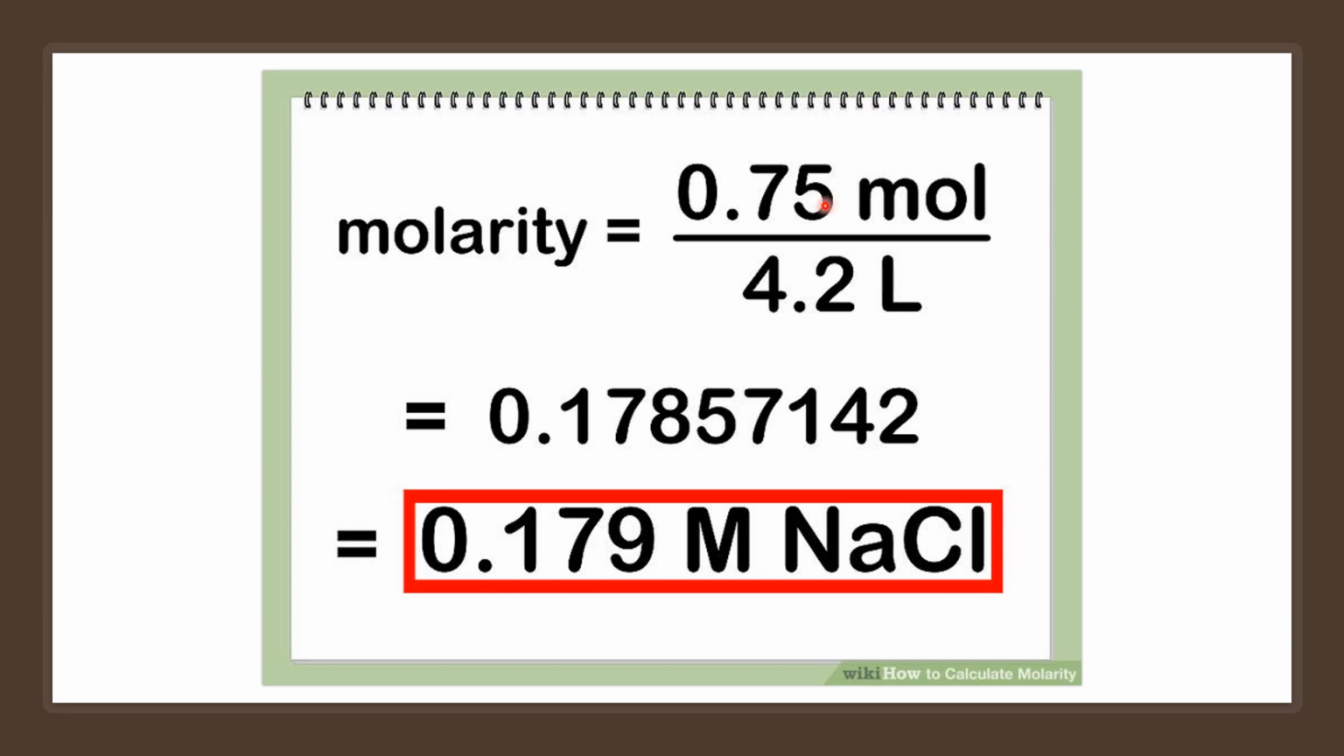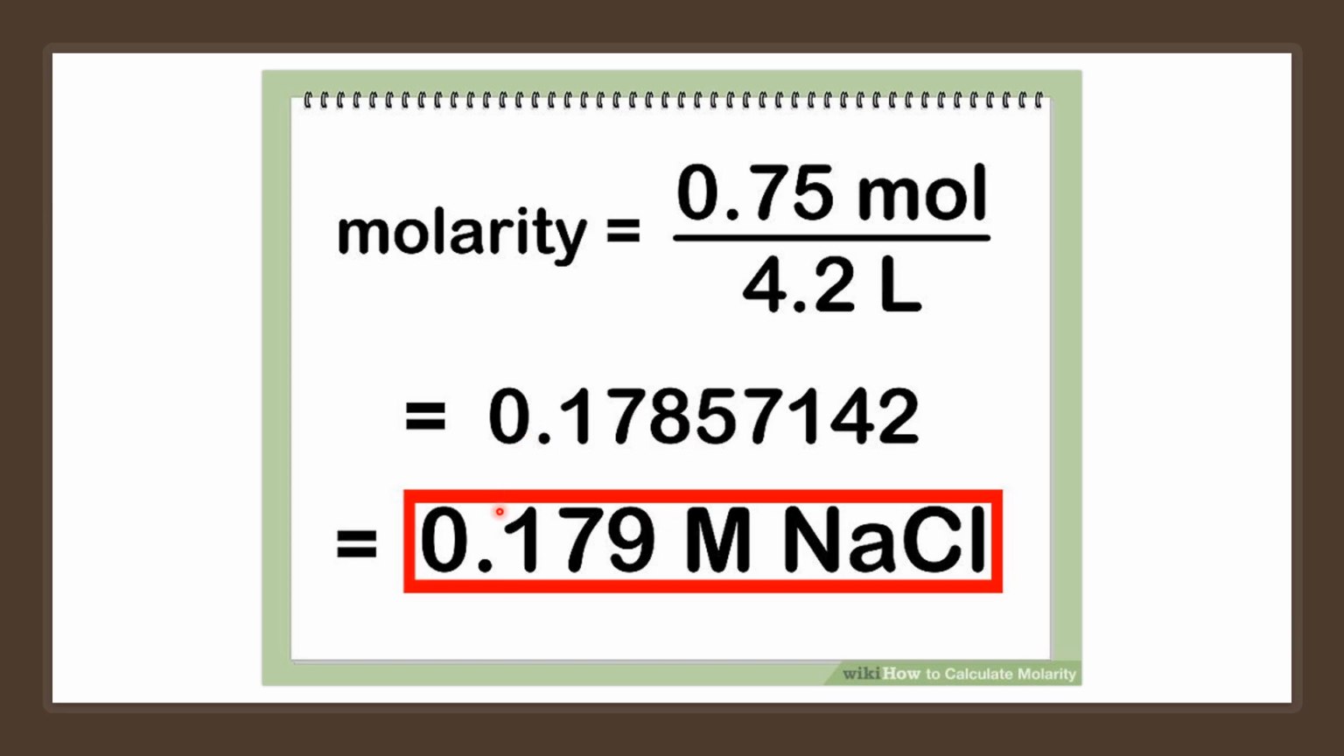So to get the molarity, we need to round off the number of digits after the decimal point to 2 or 3, depending on your preference. So we have here a figure. Our answer here has been rounded off to the nearest 3 decimal places.